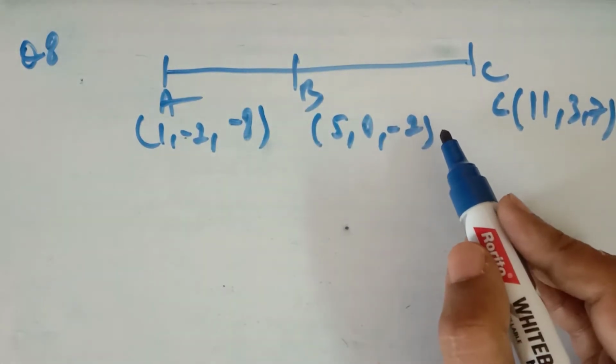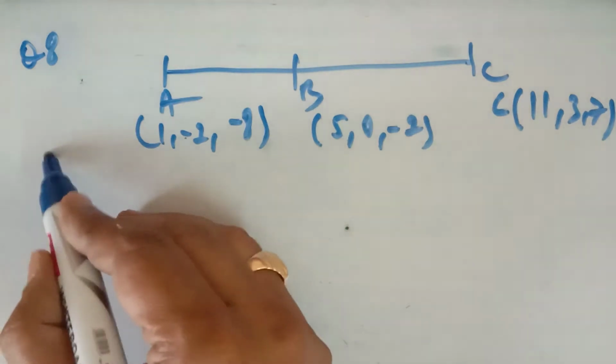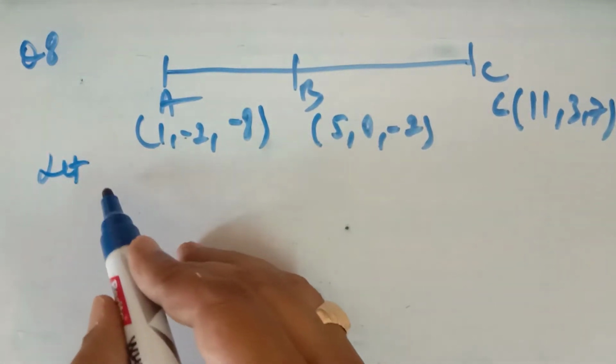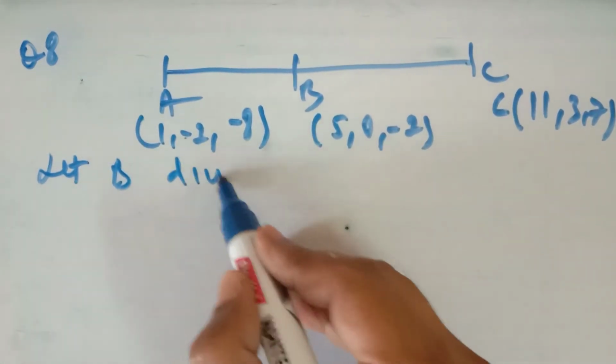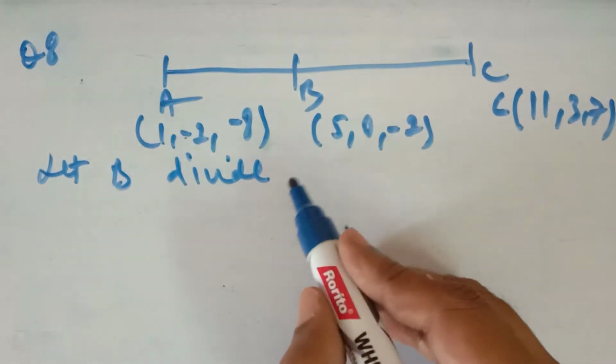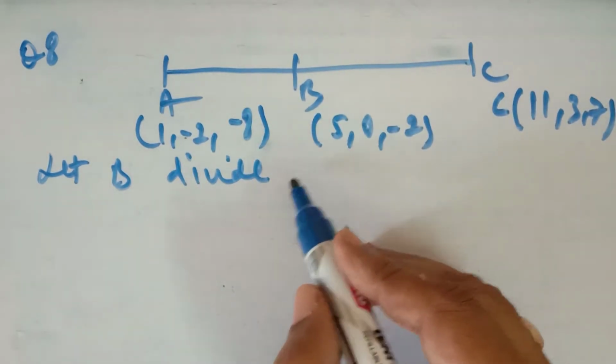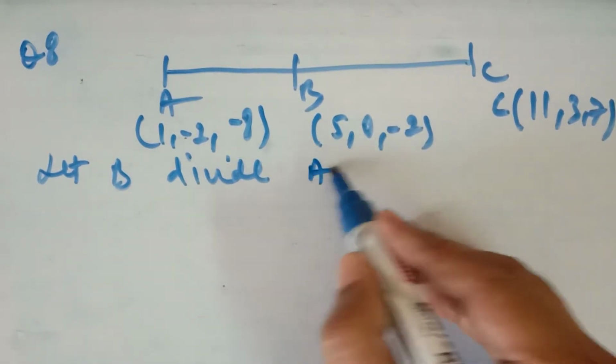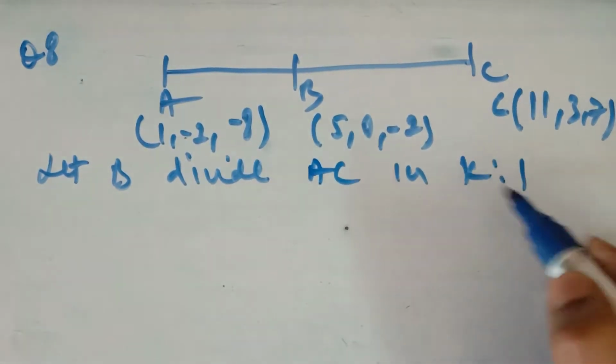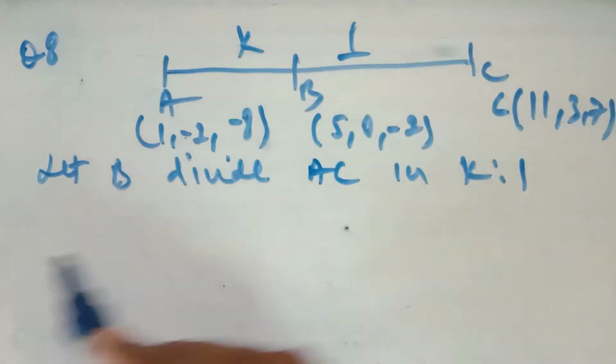So you can use the section formula because you have to find the ratio in which B is dividing AC. You have done this in coordinate geometry as well as in 3D in class 11. So let B divide AC in the ratio K is to 1, using the section formula.